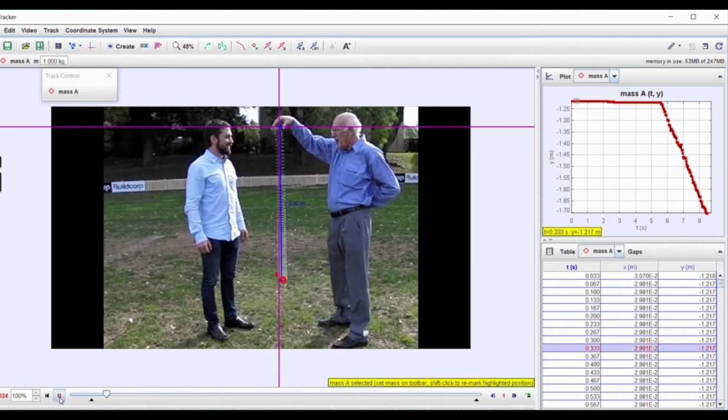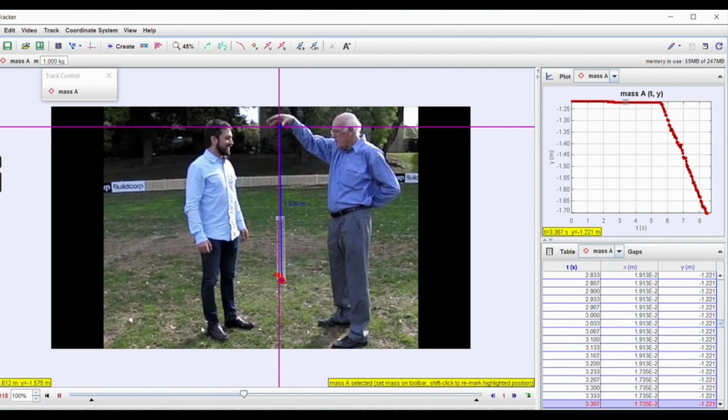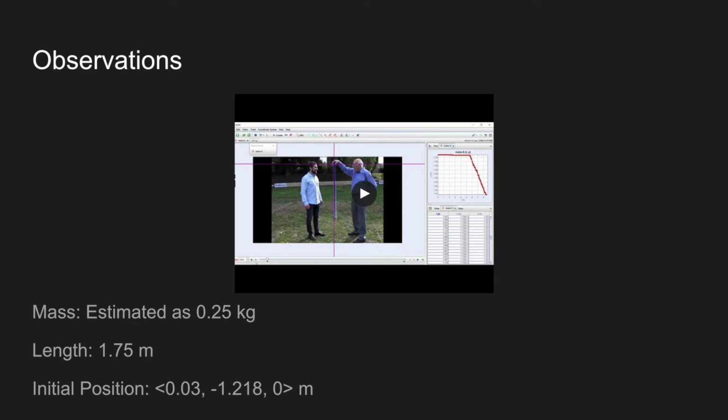Using Tracker, I was able to track the motion of the slinky falling from rest. I set the tracking point for the center of mass to be at the bottom of the slinky. The center of mass is indicated as a red dot in each frame, and its overall motion moves in the negative y direction. The corresponding tables and graphs to the right show the center of mass's position and time. Note that the bottom of the slinky remains motionless as the top of the slinky falls towards it, and once the top meets the bottom, they fall together.